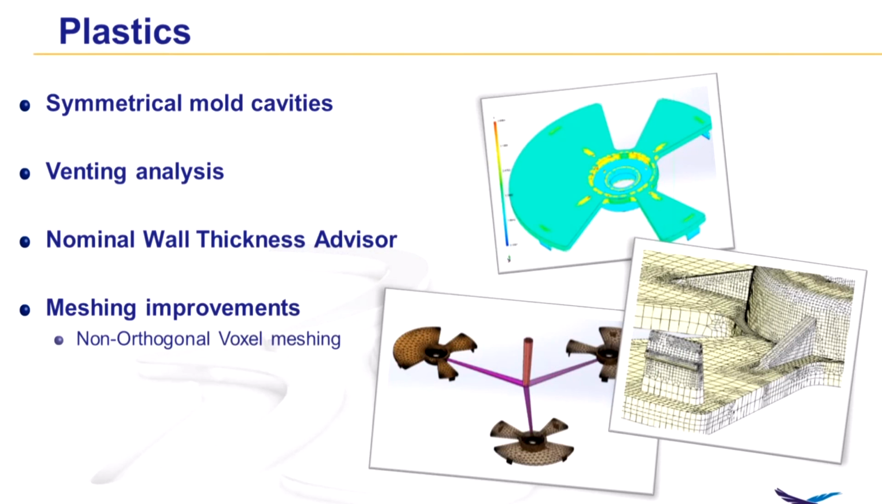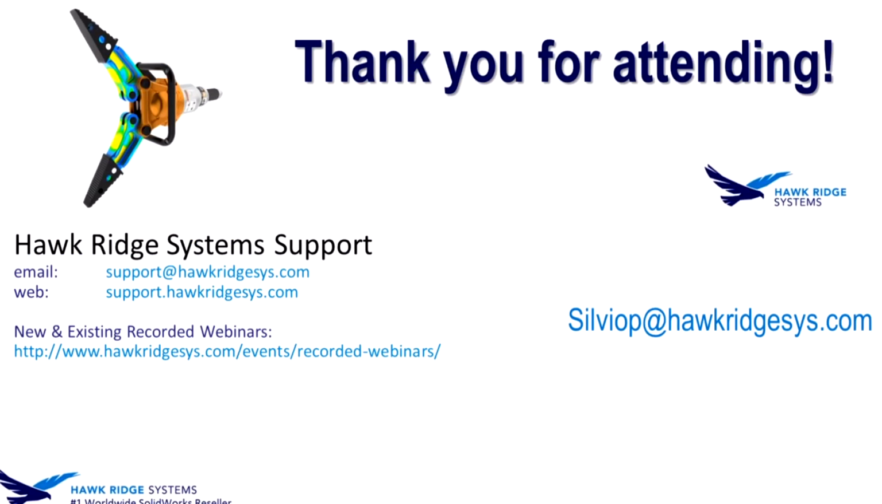So again, we can now do symmetry in our mold cavities to speed up multi-cavity analyses of real-world molds. We can do venting analysis in plastics to figure out ideal vent location, or if it's even required in the first place. We have some meshing improvements, like the non-orthogonal voxel mesher, and we also have a new thickness advisor to evaluate where exactly wall thicknesses have been changing, and if we're trying to optimize the design of a part, what we should focus on first. So that sums it up. Those are the main enhancements in SOLIDWORKS Simulation 2015.